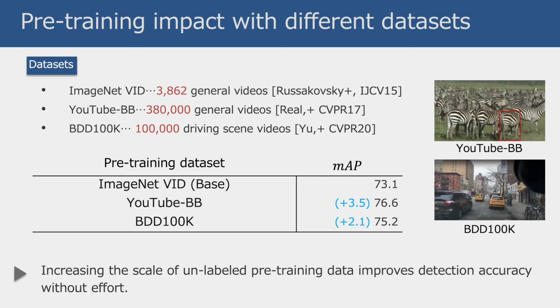replacing ImageNet VID with YouTube-BB. The accuracy increased by 3.5 points. Surprisingly, we found that BDD100K, with completely different scenes, also increased accuracy by 2.1. Since making annotations is costly, accuracy improvement without annotation will be a great contribution in real-world applications.